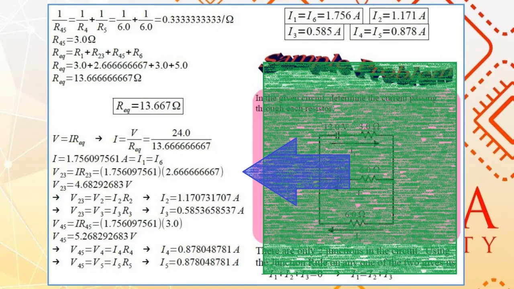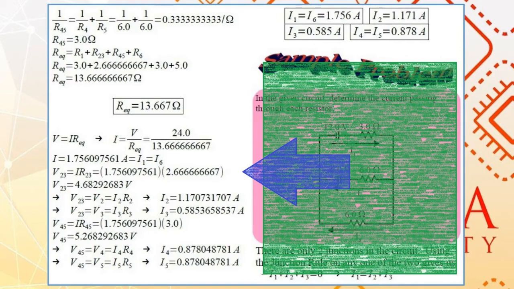With R equivalent, the circuit now has only one voltage source, one resistance. Ohm's law tells us V is equal to I R equivalent. And we are able to calculate the total current to be 1.7560975561 amperes. If we now go back to just R1, R23, R45, and R6, you have a voltage source and four resistances that are connected in series. There's only one current passing through the resistances, total current I. That means the currents passing through R1, R23, R45, and R6 are all equal to total current I.